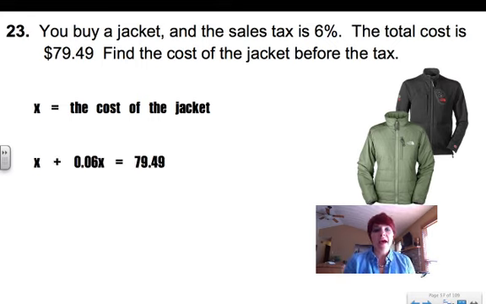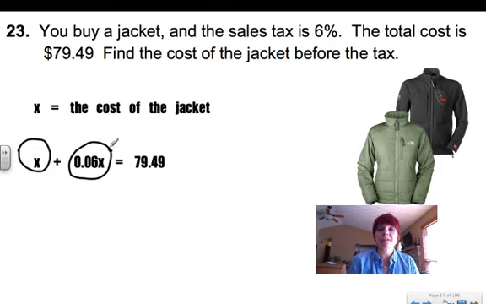Now I know that I have to, first of all, pay the cost of the jacket. So that's going to be the X. That's where I have this X right here. That is the cost of my jacket. Then I need to find the 6% sales tax. We would take 6%, change that to a decimal, so it would be 0.06, and then multiply it by the cost of the jacket. So now we've got the cost of the jacket here and the sales tax here, and we're going to add those two together. That's where we have the equation x plus 0.06x equals 79.49.